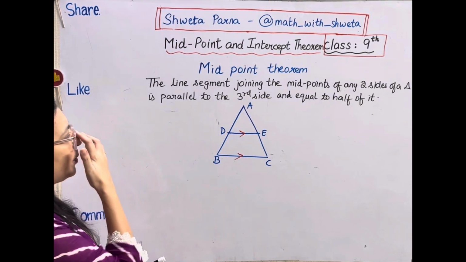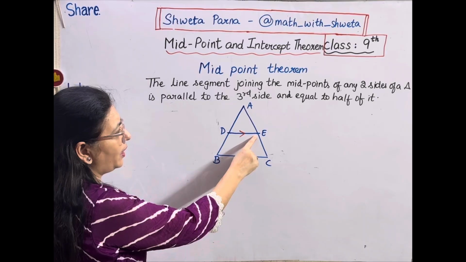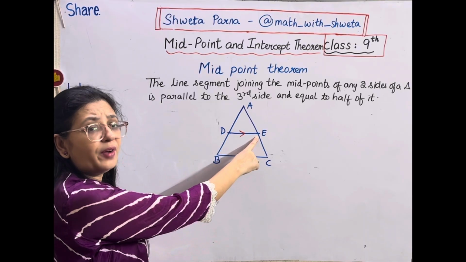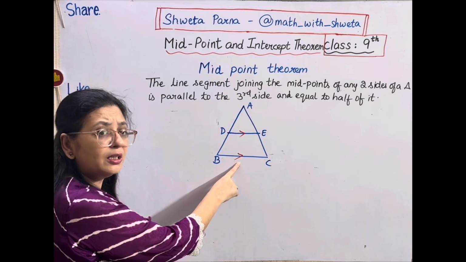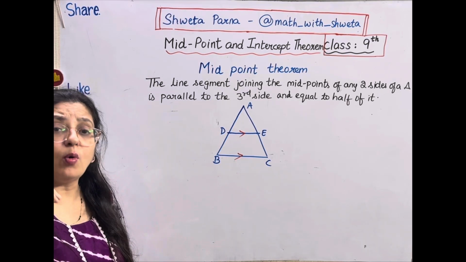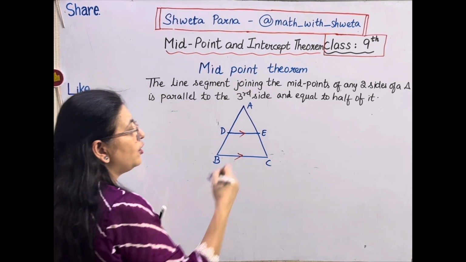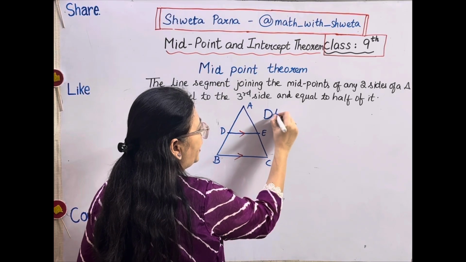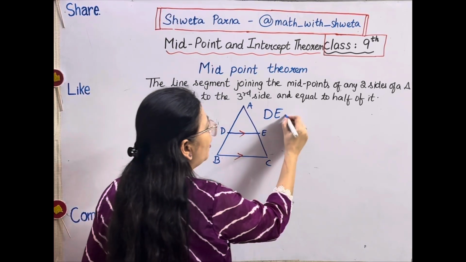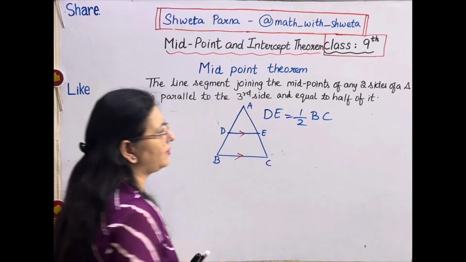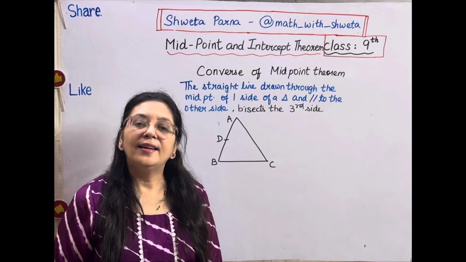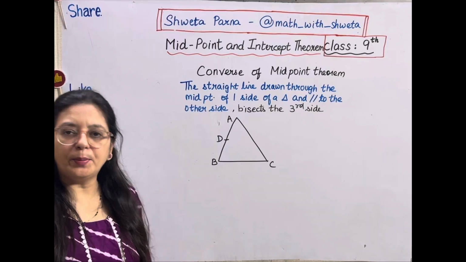So according to the midpoint theorem, the line segment joining the midpoints of any two sides of a triangle will be parallel to the third side, and it will always be half of it. So that means the length of DE would be half of the third side, which is BC. I hope it's clear. Let's understand the converse of the midpoint theorem.